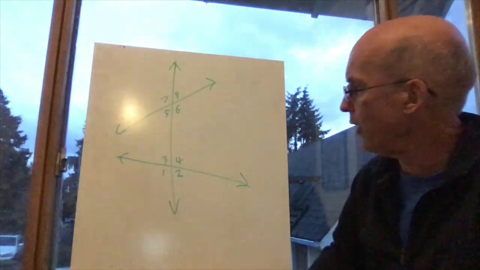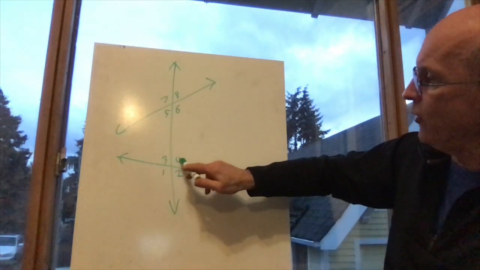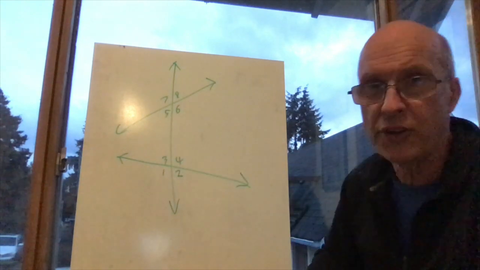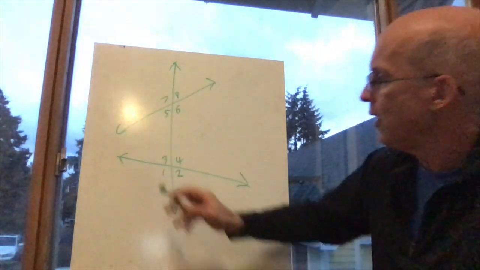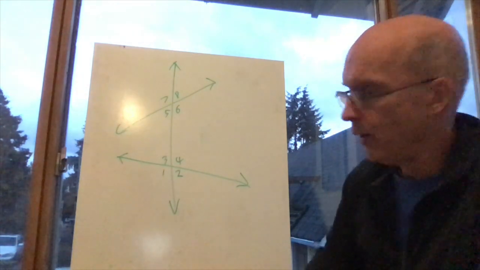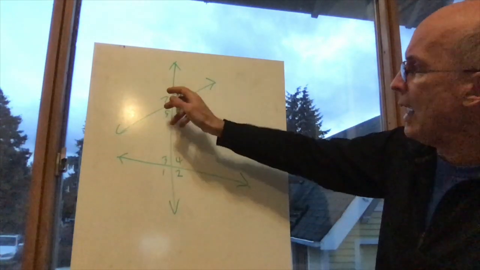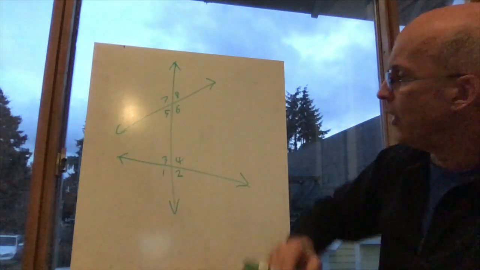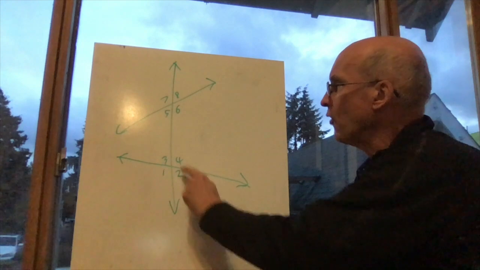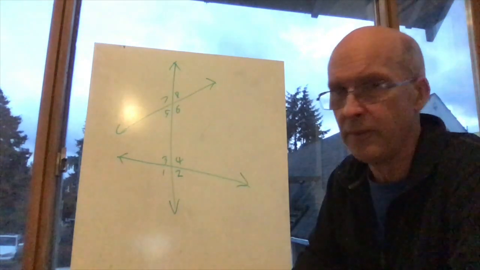Alternate interior angles, I bet you can guess what that is. It's alternating sides. So 4 and 5 would be alternate interior angles. 3 and 6 would be alternate interior angles. 1 and 8, because they're on the outside, are exterior angles. These are alternate exterior angles. Alternate exterior, 2 and 7.